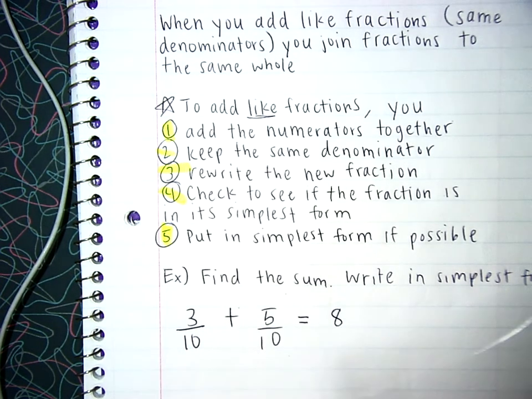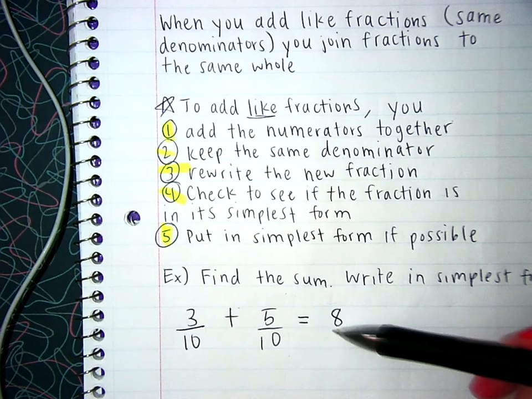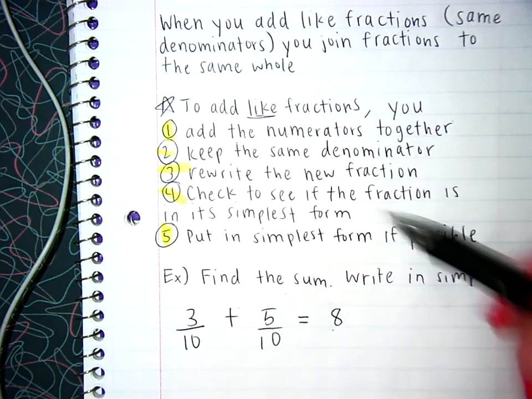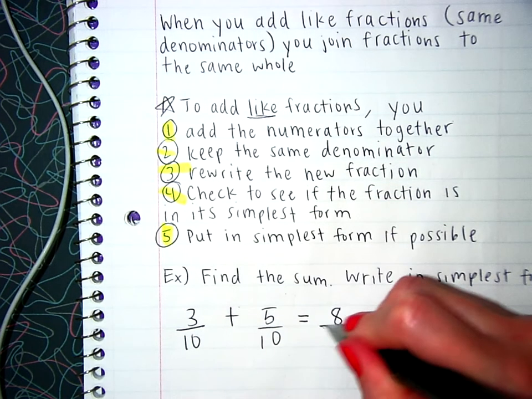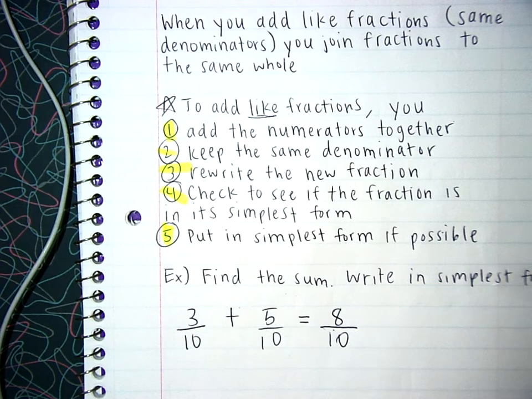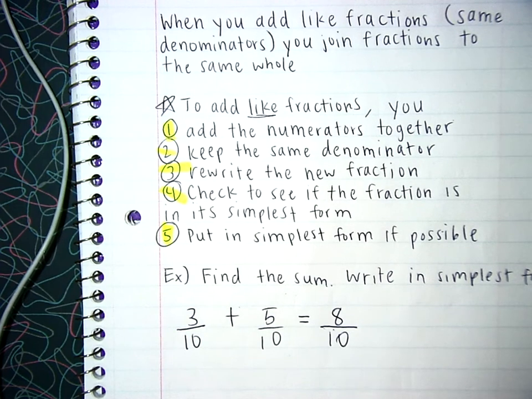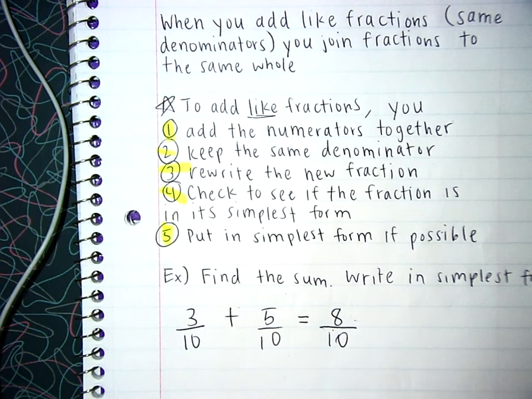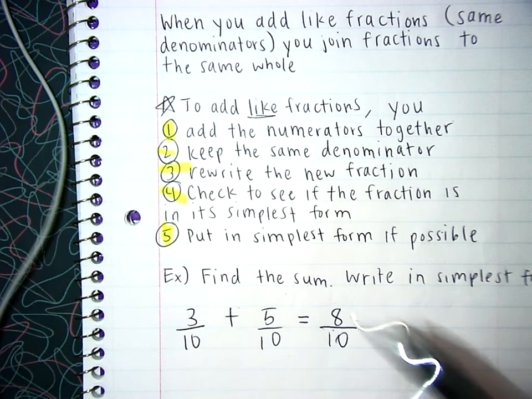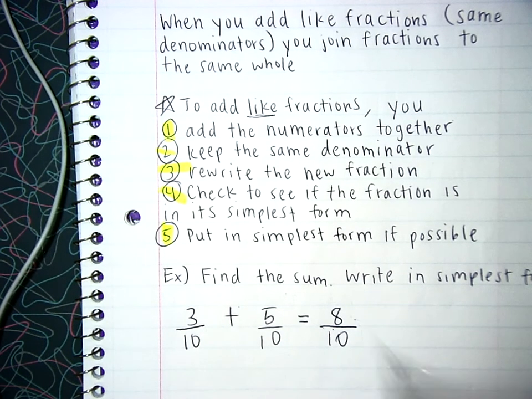So then I keep this fraction with a denominator of 10. Then I rewrite the new fraction. So right here, I'm going to put my line, and then I'm going to put my denominator as 10 because that did not change. So here is my new fraction after I've added them. So this is adding the 2 fractions to make the new fraction.